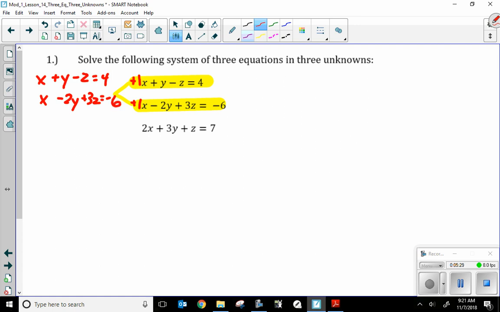Okay, now I'm going to subtract them, so please, please, please be careful. When I subtract, I'm going to subtract every term in here, which means I'm really just distributing my negative sign so I can subtract.